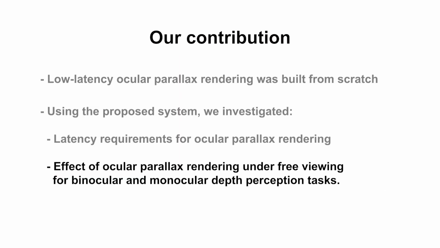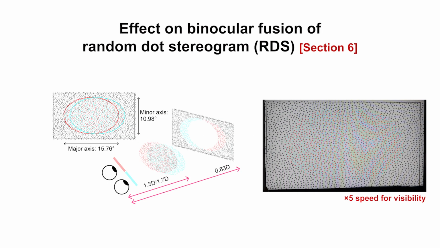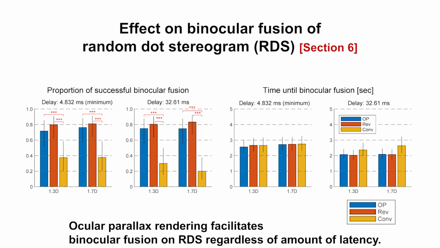Next, we investigated the effect of ocular parallax rendering under free viewing for both binocular and monocular depth perception tasks. First, for the binocular task, we investigated whether ocular parallax rendering facilitates binocular fusion, using the random dot stereogram. If the binocular fusion was successfully completed, the elliptic point group appeared in front of the display. Here is the result of the proportion of successful binocular fusion.